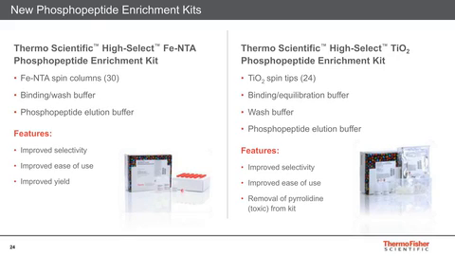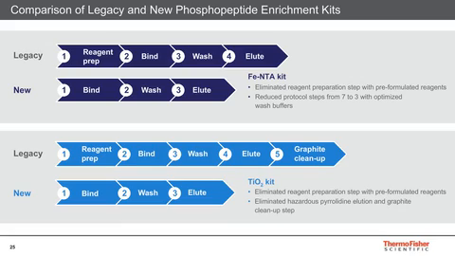Recently, we launched 2 new improved phosphopeptide enrichment kits based on iron IMAC and titanium dioxide phosphopeptide affinity that have dramatically improved selectivity, ease of use, and yield. The iron NTA kit contains 30 spin columns, a binding wash buffer, and phosphopeptide elution buffer. The titanium dioxide kit contains 24 spin tips and a binding equilibration buffer to block nonspecific binding of unmodified peptides, in addition to a wash buffer and elution buffer.